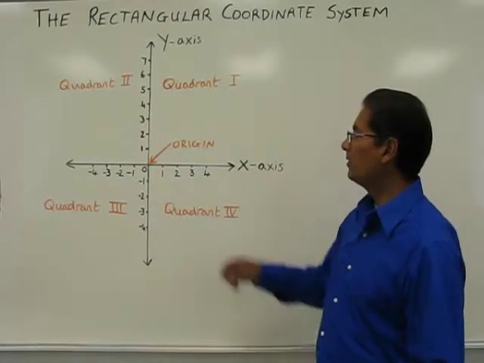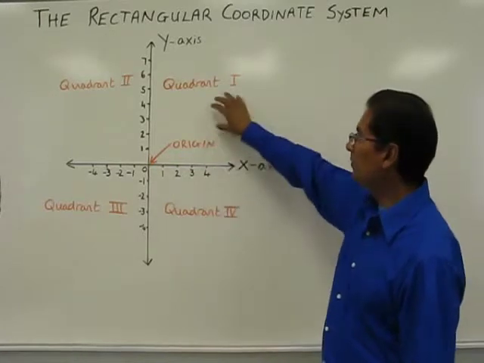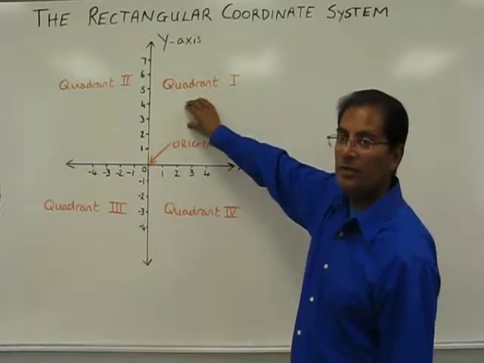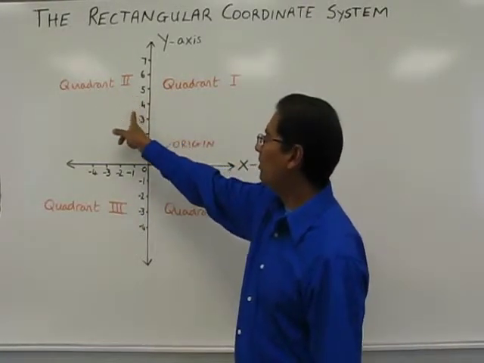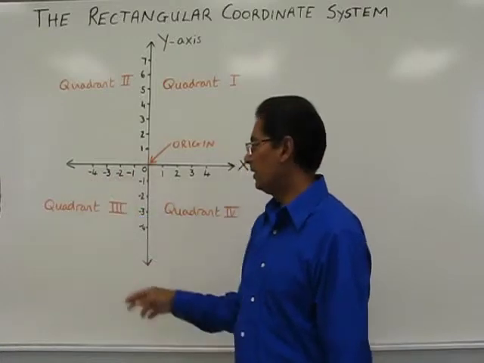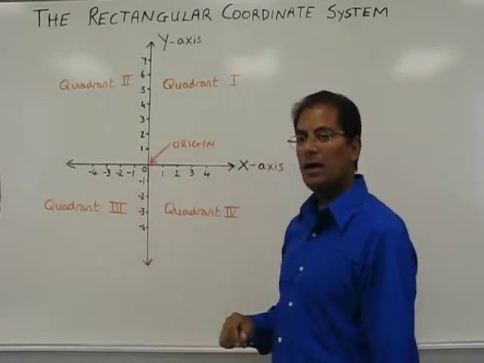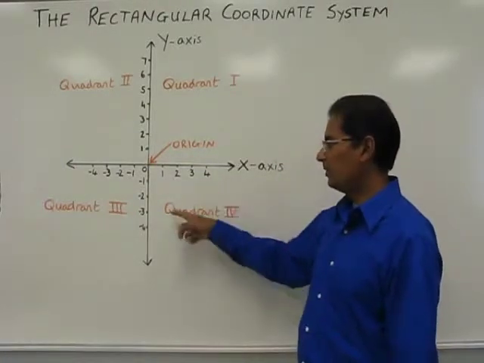Our rectangular coordinate system is divided up into four pieces. The first quadrant here, quadrant 1, is where x and y are both positive. As we go counterclockwise, in quadrant 2, y is positive and x is negative. In quadrant 3, both x and y are negative, and in quadrant 4, x is positive and y is negative.